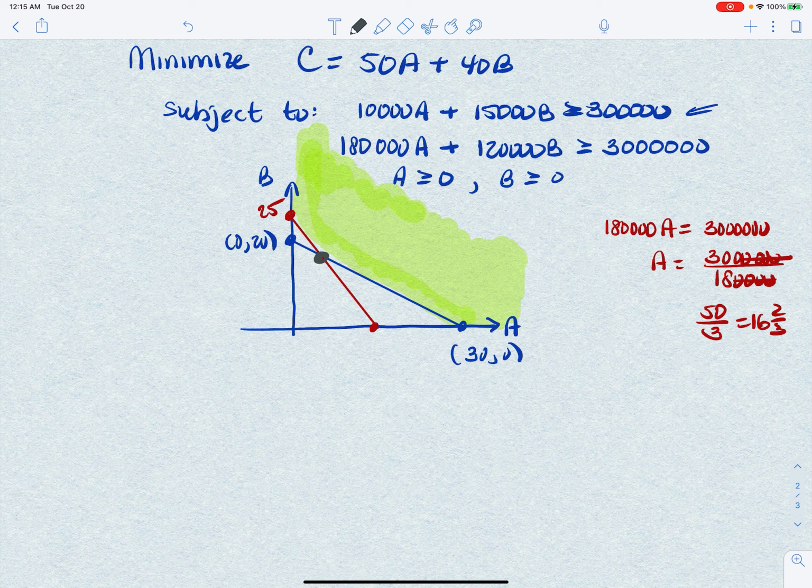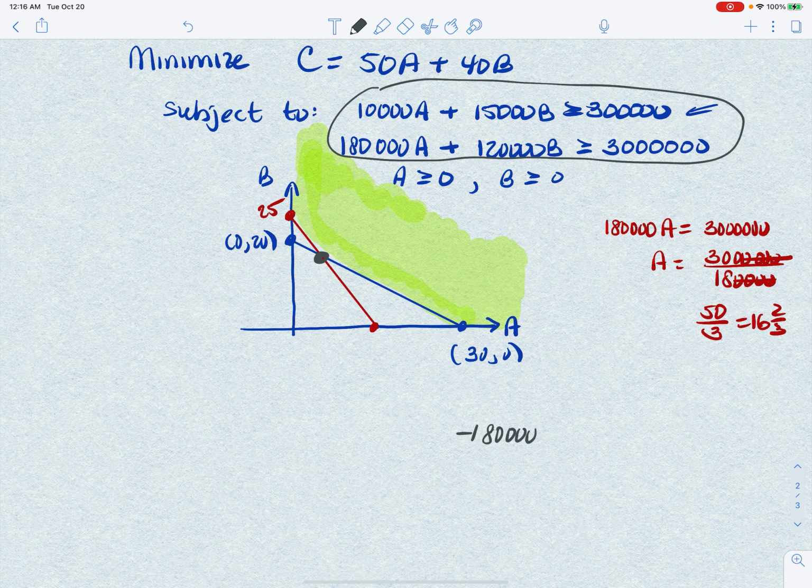We know it's a solution to the system of equations formed by these two if we were in equation form. I'm going to go ahead and multiply the first equation through by negative 18, because that'll give me negative 180,000a, so that's going to cancel out with the other one. 18 times 25 would be 270, so that's 270,000b, and equals, if I multiply that by negative 18, I get negative 54 followed by 5 zeros, so negative 5,400,000, and then I have 180,000a plus 120,000b equals 3 mil.